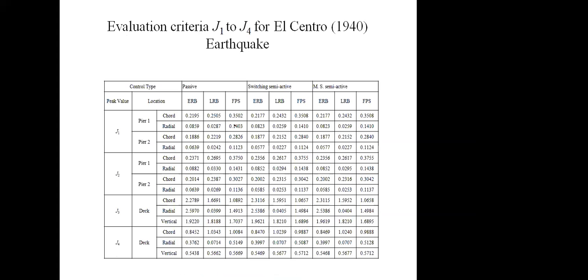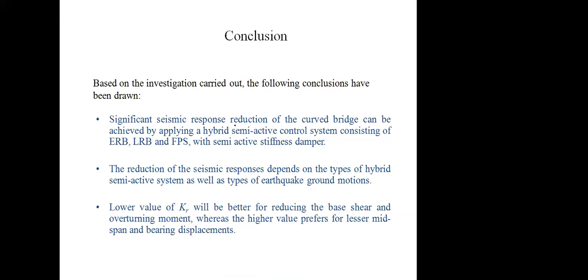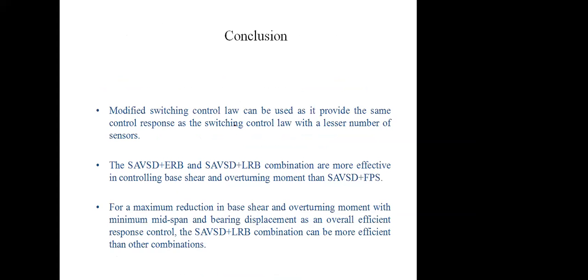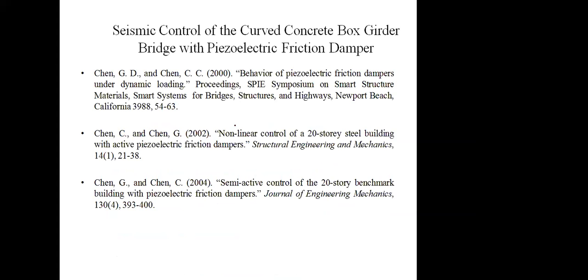In the same result, I can say a lower value of KR will be better for reducing the base shear and the overturning movement, whereas a higher value is better for lesser mid-span displacement of the bridge. So this is another semi-active device, and another one is the piezoelectric friction damper.